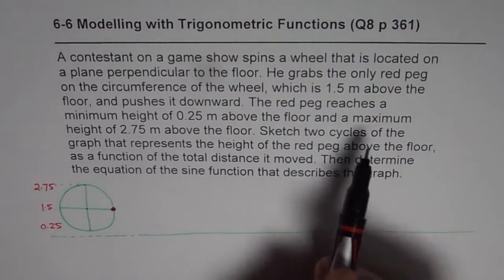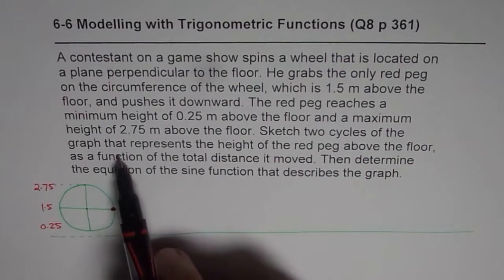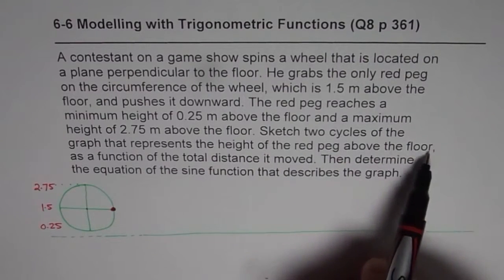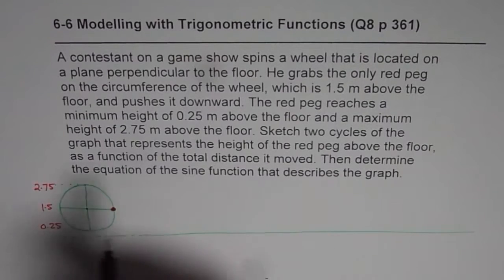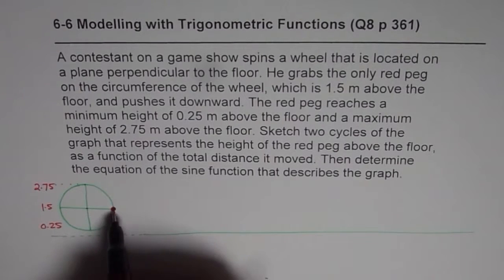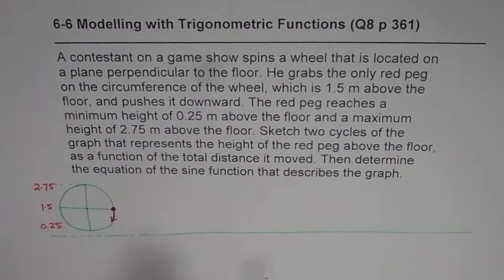Now it says to sketch two cycles of the graph that represents the height of the red peg above the floor as a function of total distance it moved. So we are pushing it downwards, right? When we push it downwards, the height decreases. As it reaches this place, it is the minimum, then it increases. So that is how the graph should be. Let us now try to sketch the graph itself.